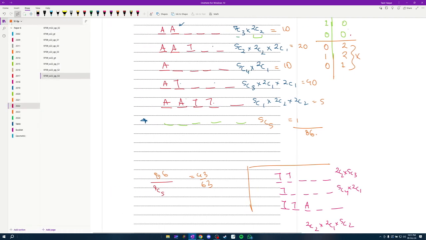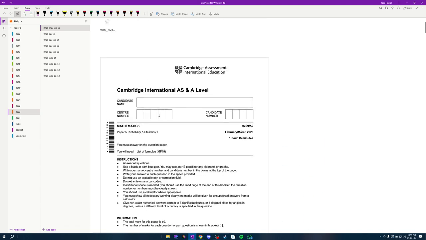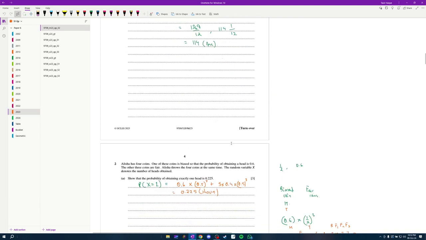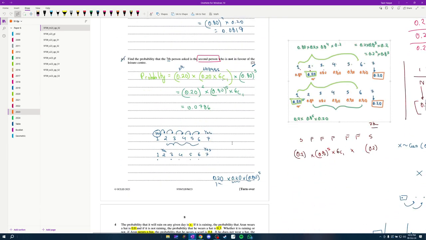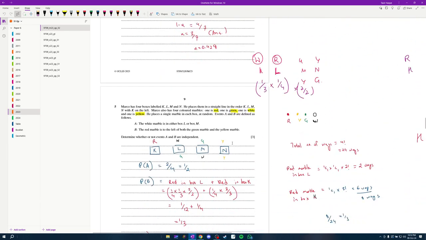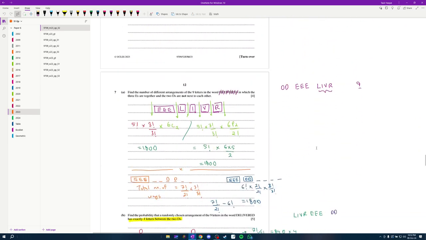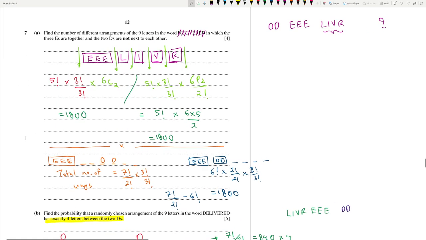Let's move on to 2023, March 2023. Okay, variant 5.2. Okay, so we are dealing with the word delivered. Fine.